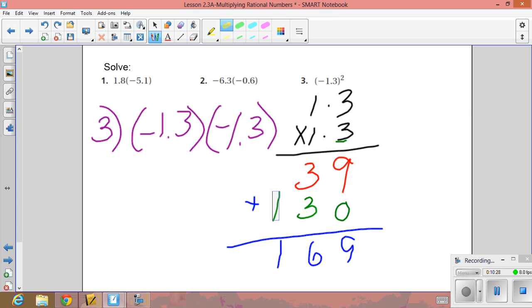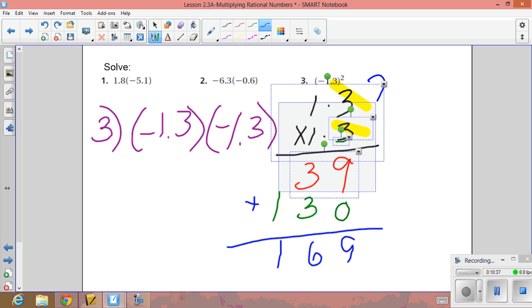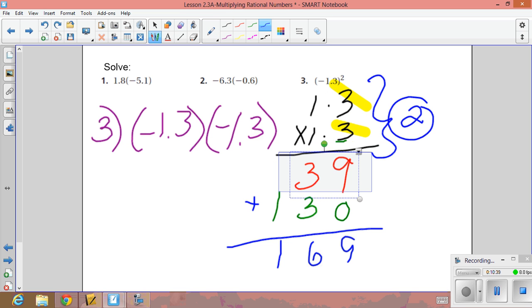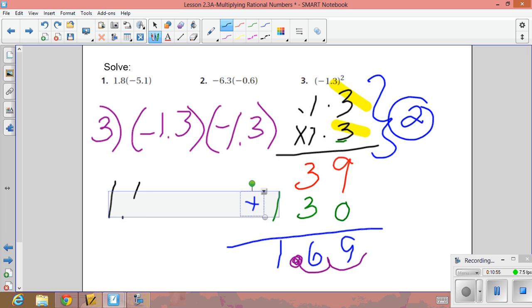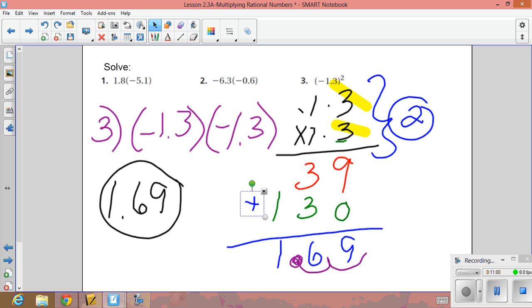Now we count the number of decimal places after the whole number. I have 1 decimal place here and 1 decimal place here to make a total of 2 decimal places. So with that number, we move in 1 decimal place, 2 decimal places. And I need to determine my sign. A negative times a negative means that my final solution is positive 1.69, since both of my signs are the same.